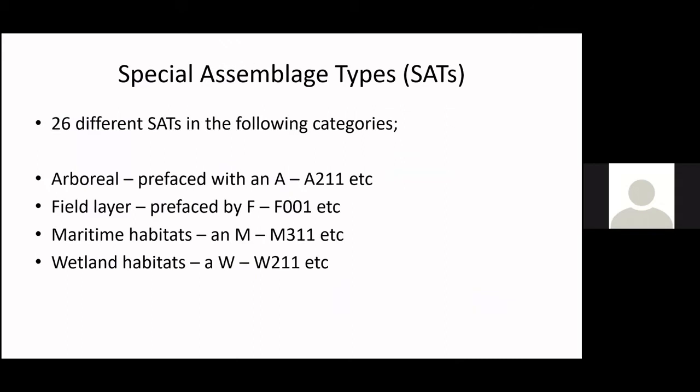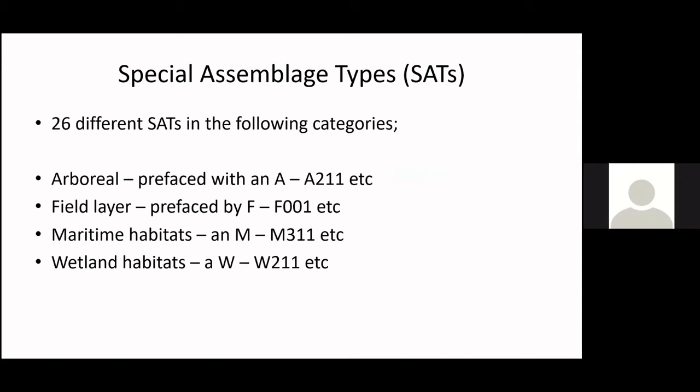So the assemblage types, there are 26 different ones. There are a number that are arboreal in nature, so tree-related assemblages, and they all are prefaced with an A. So you'll start to see some of these codes a bit more regularly over the remaining part of the talk. So an example is A211.